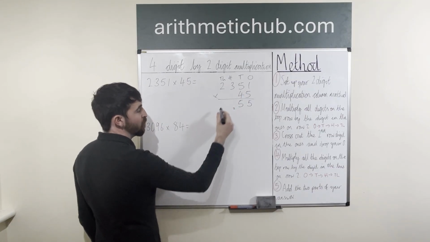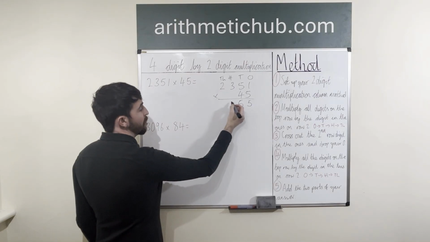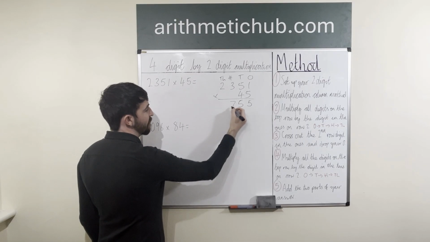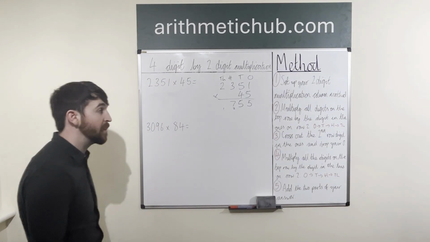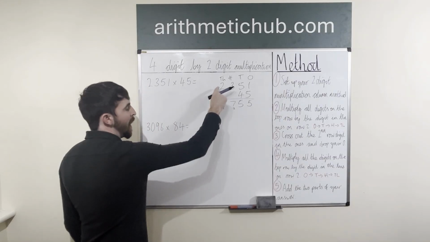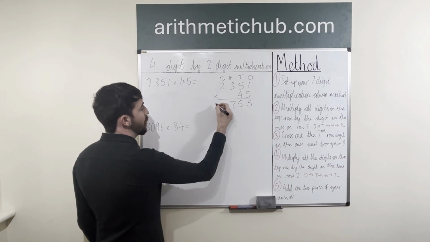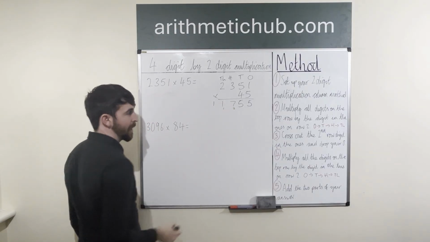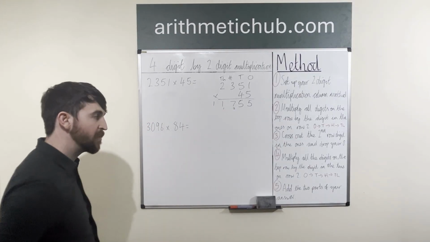5 times 3 in the hundreds column is 15. 15 and 2 is going to give me 17. Remember, we're adding these carries. We're doing the multiplication here, but any carries we are adding. And then 5 times 2 is 10. Add the 1 is going to give me 11 like that. Okay? Now let's go to step 3.